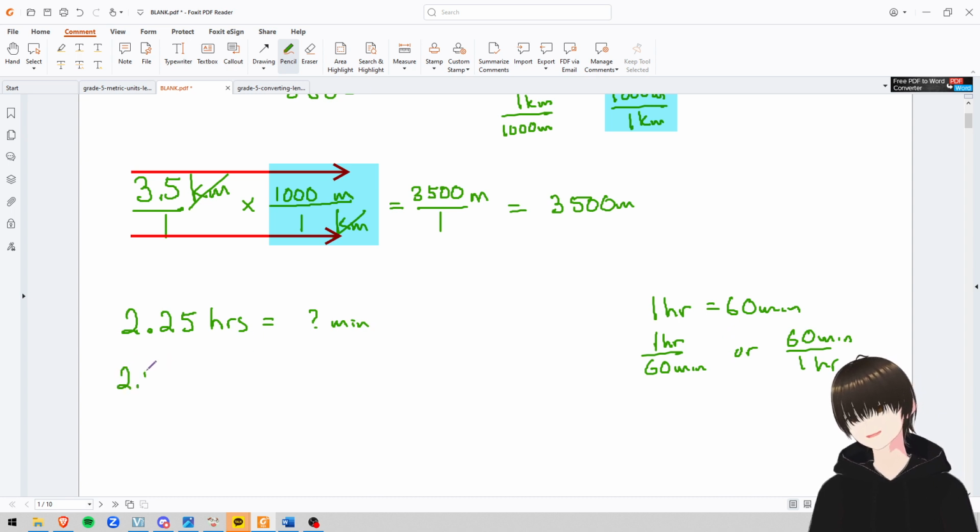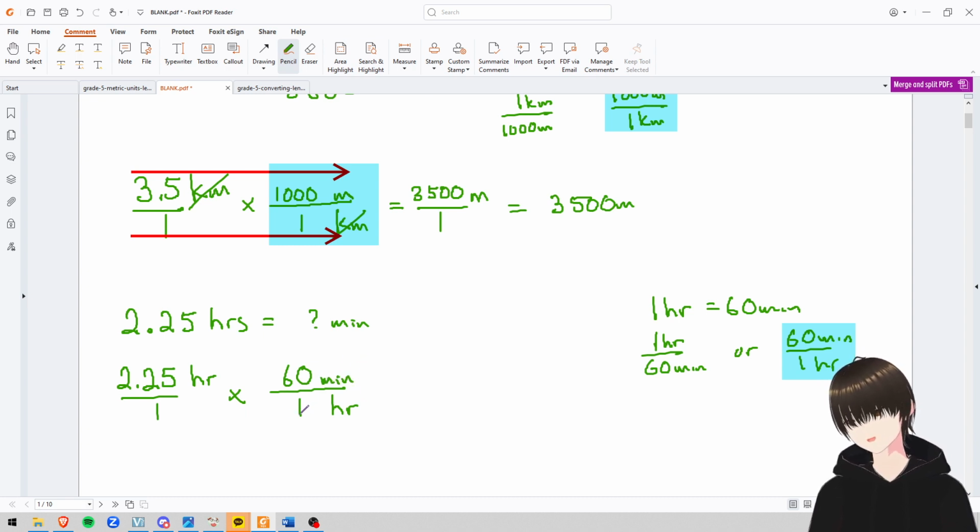Write down the original number over 1, of course, and we multiply it with the unit conversion factor. The hour in the numerator will correspond with hour in the denominator. So which one do we choose? You guessed it, it's going to be this one. 1 hour on the bottom, 60 minutes on the top.